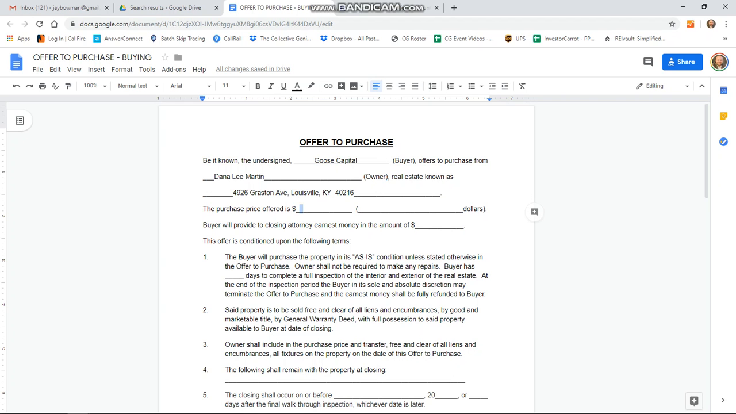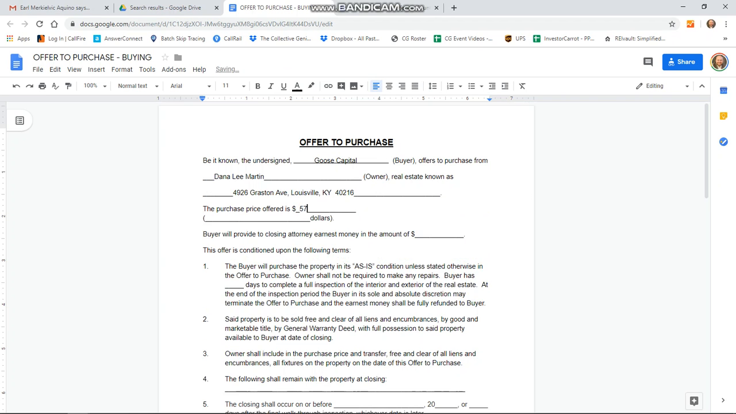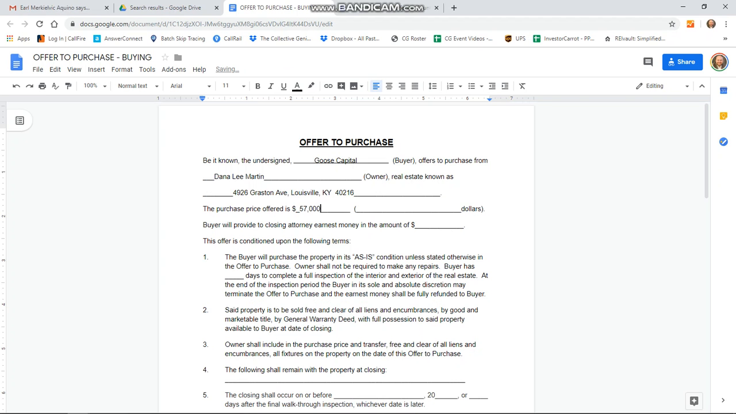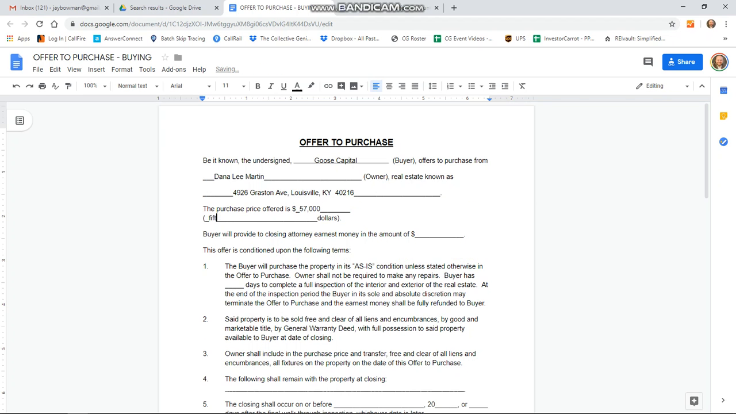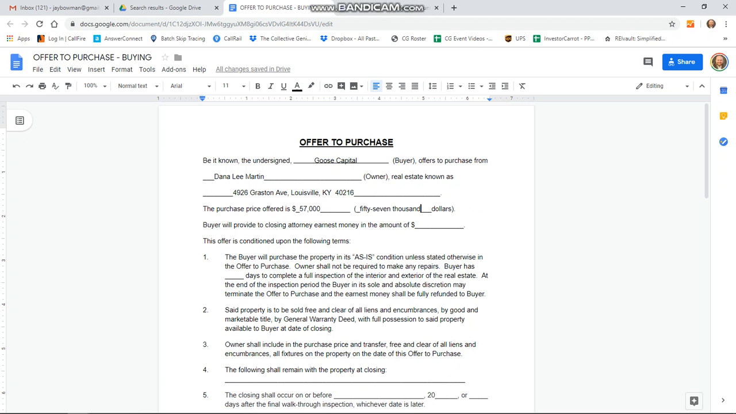Purchase price offer was $57,000. And then we write that out. 57,000. I usually provide $100 earnest money. If they want more, that's not the end of the world, but I don't put $100 just in there, it's just not written in there, because sometimes they go, well, I want 1,000, so it doesn't do me any good to have $100.